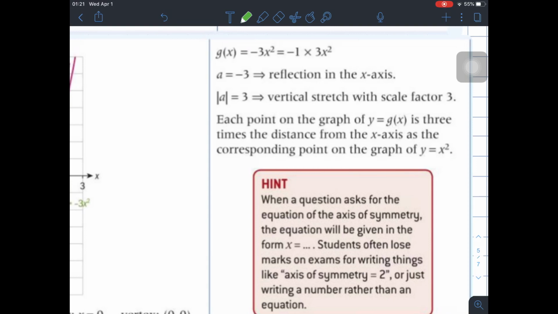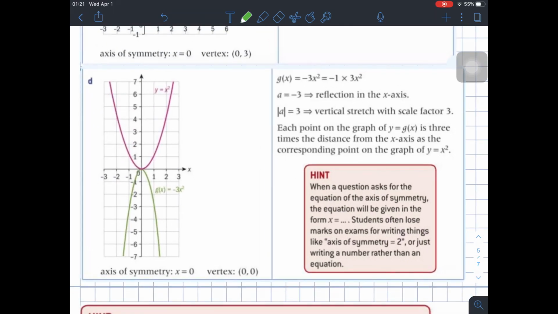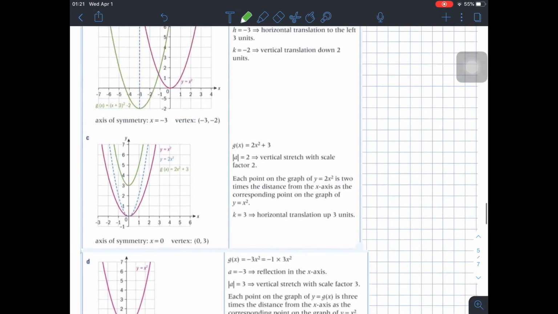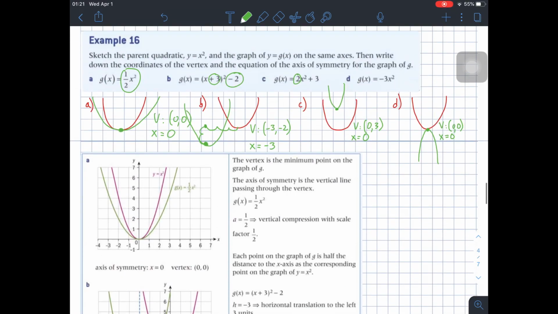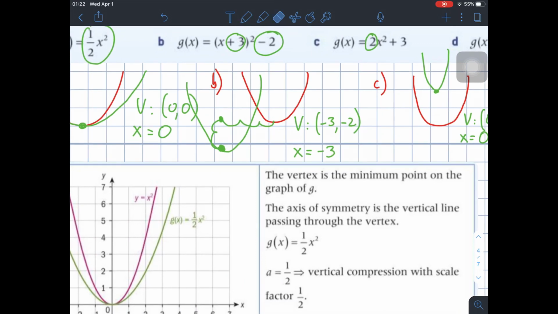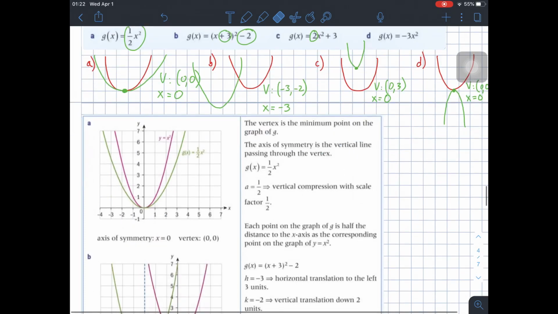Each point on the graph y equals g of x is 3 times the distance from the x-axis as a corresponding point on the graph y equals x squared. So the axis of symmetry of the new function is x equals 0, and the vertex is (0, 0), which is exactly what we had here. Okay? So this is a quick guide for you to understand how transformations work. And I hope you understood this.